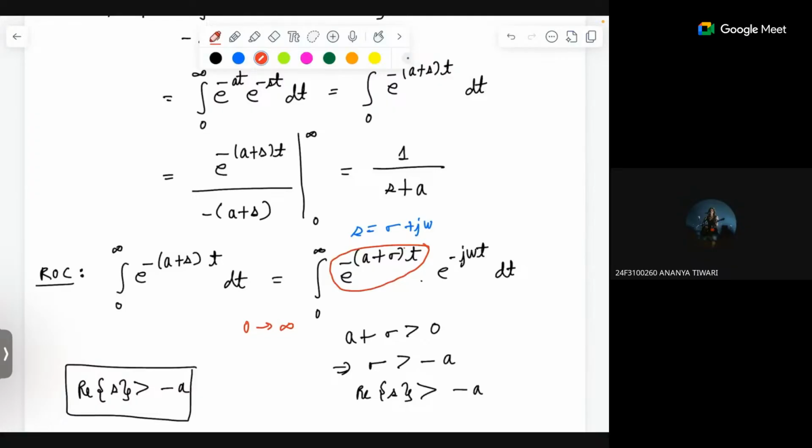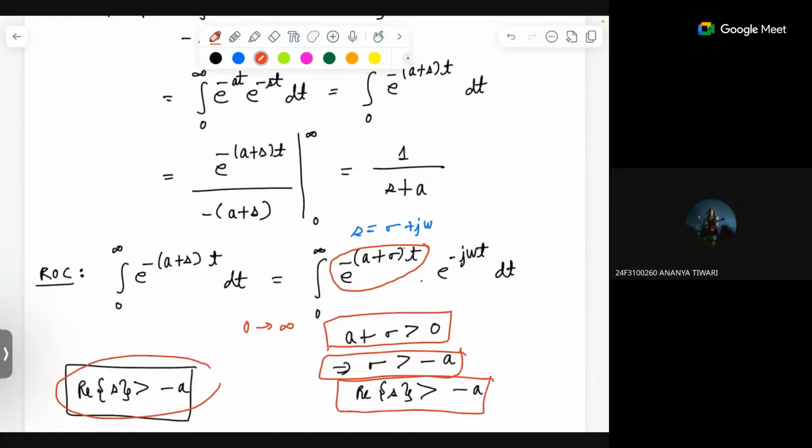Yes, ma'am. So for this to be a decaying exponential, a plus sigma should be greater than 0, right? Yes, ma'am. So sigma is greater than minus a. Sigma is the real part of s. So real part of s is greater than minus a, and this is the ROC. Okay, ma'am. Got it.